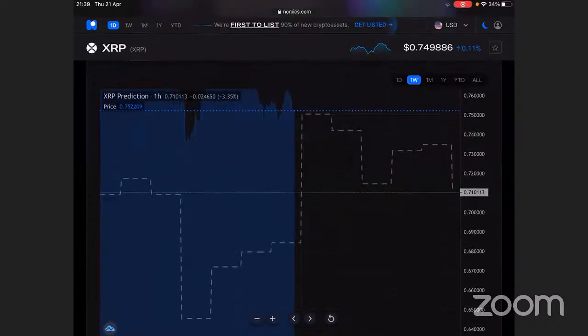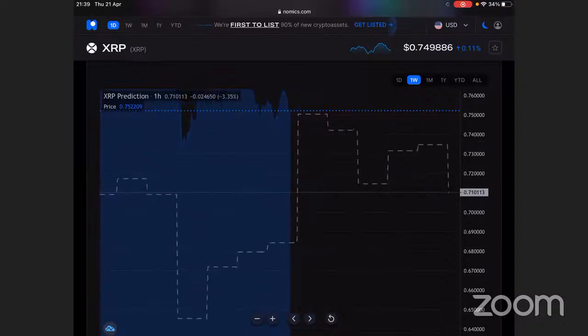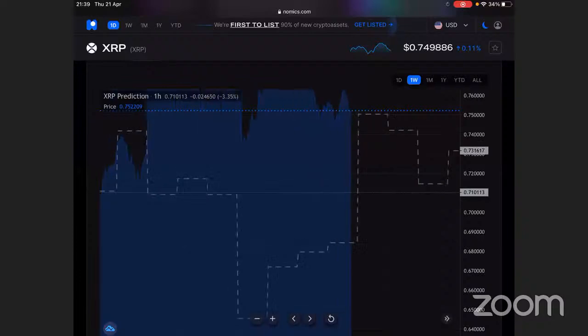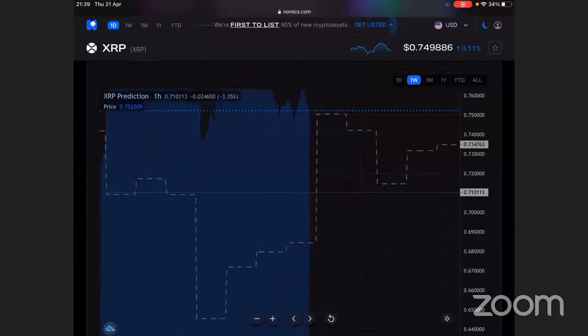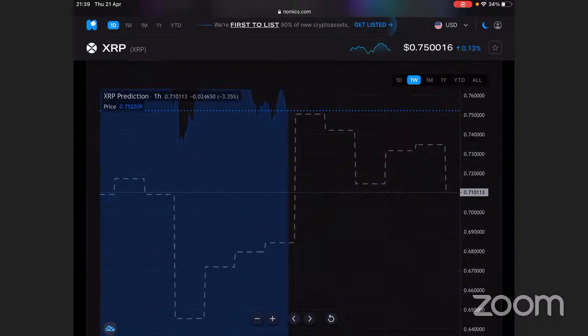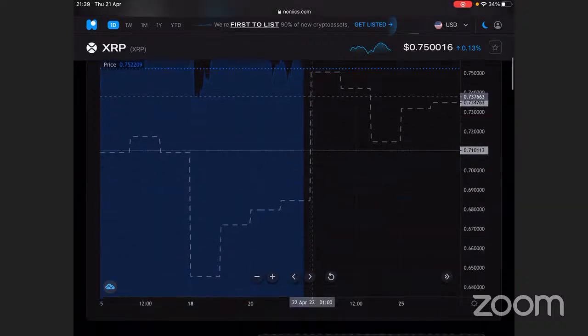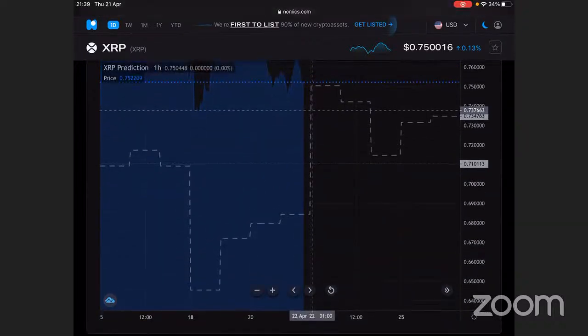We see the steps here. You can see the dotted steps. These are the predictions, and the blue line, the line graph, is the actual price. What we see is that Nomics was predicting that this coin was going to be rising at this time. If you click here on the horizontal line, you can see that it's written 22 April, 1 a.m.